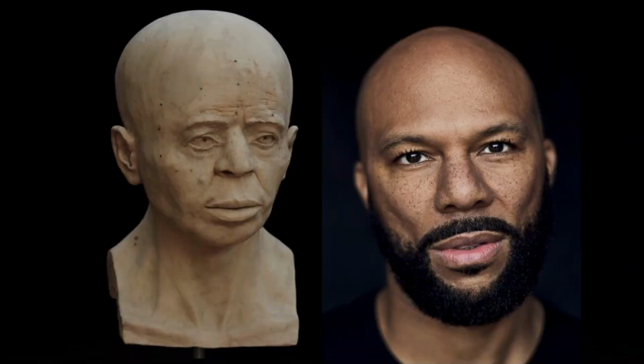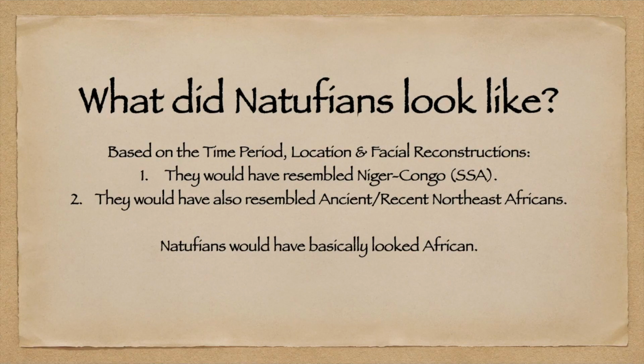Eurasian element. And I think Common looks very similar to the Natufian reconstruction, from the nose to the lips to the cheekbones, the forehead, everything. The eyes. I think Common is a good modern representation of what the Natufians could look like. So based on the time period, location, and facial reconstructions, they would have resembled Niger-Congo sub-Saharan Africans. They would have also resembled recent and ancient Northeast Africans. So basically, Natufians looked African.